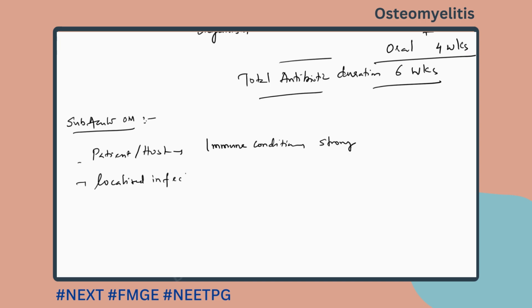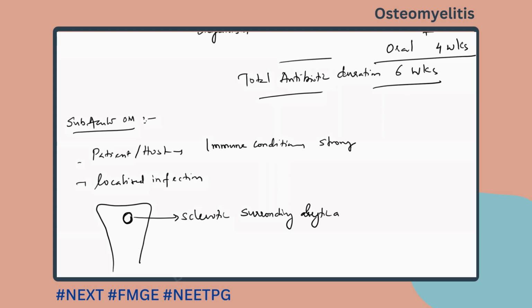In X-ray, if you see, let us consider this is a bone. There will be a sclerotic area surrounding a lytic area. So this is the site of infection. The site of infection is controlled by the host himself because his immunity is very good. He forms good bone around this area. So this is called subacute osteomyelitis. If one question has to come from subacute osteomyelitis, it is how the patient's immune condition will be.